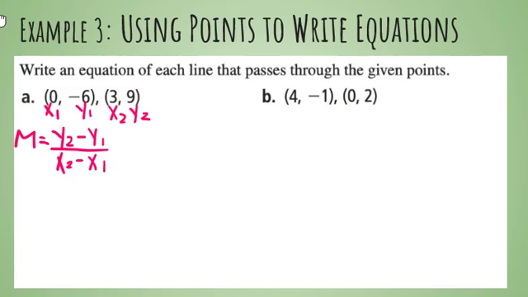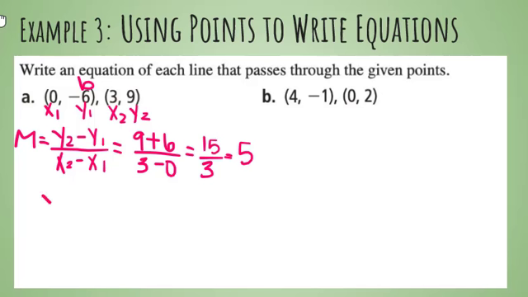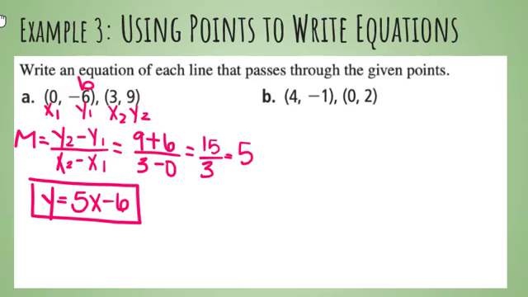So then we're going to plug in this information. So we have 9 minus -6. So that becomes plus 6 over 3 minus 0. 9 plus 6 is 15. 3 minus 0 is 3. 15 divided by 3 is 5. Then again, looking at this point, I have my y-intercept, which is -6. So we can go ahead and write our equation, y equals 5x minus 6. So here's our answer for this problem.